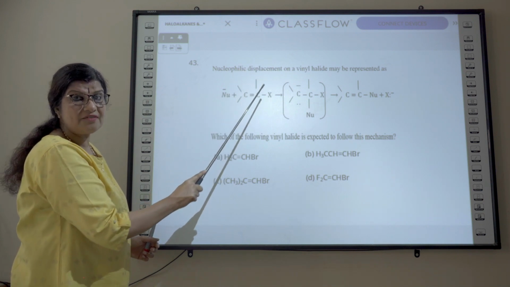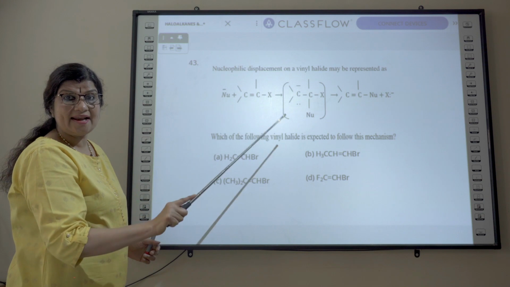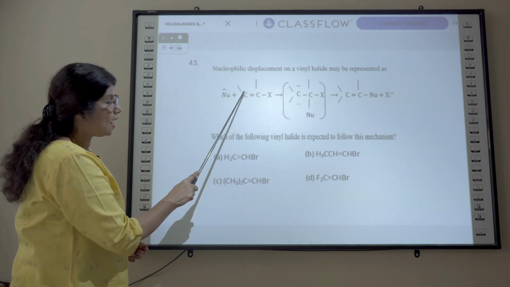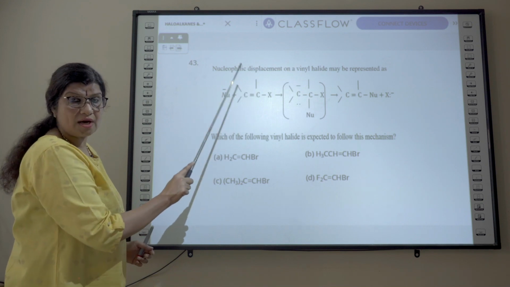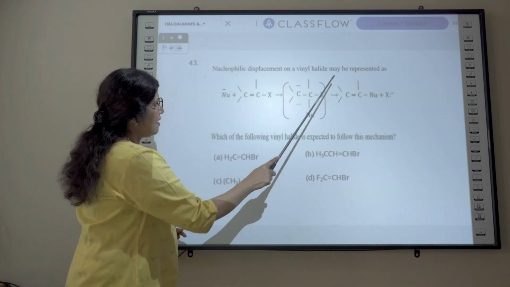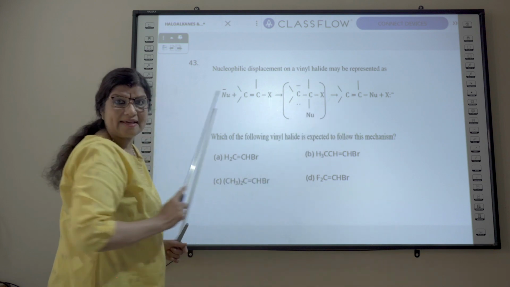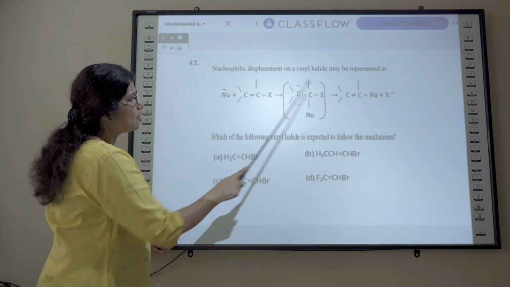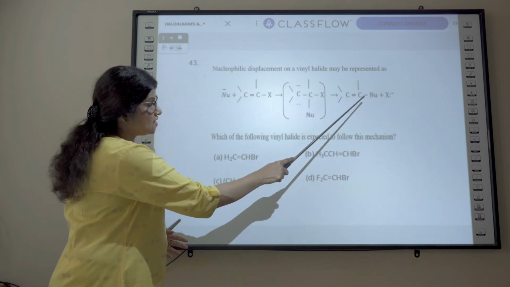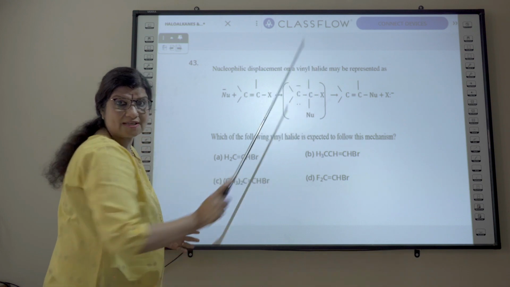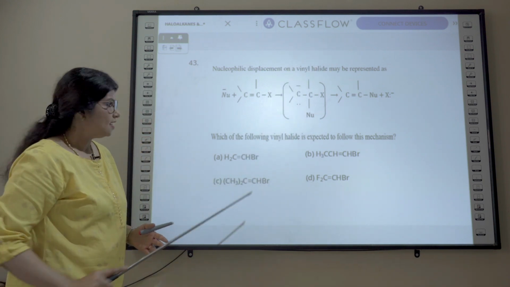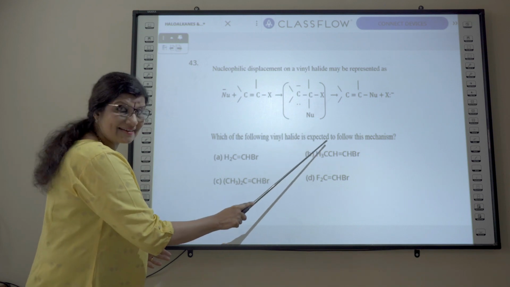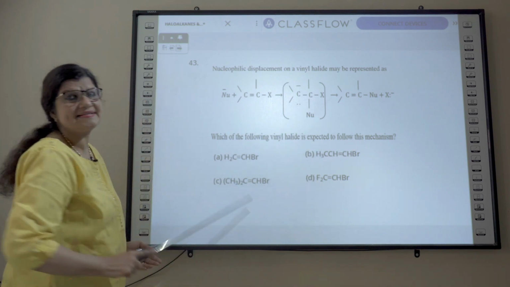By now you should be very sure about what is an allyl halide and what is a vinyl halide. The halogen is bonded to a carbon-carbon double bond, sp2 carbon atom. The mechanism has been displayed here. You get this intermediate which will give you the final substituted product, and the halogen is lost as the halide ion. Now the question is, which of the following vinyl halides is expected to follow this mechanism?